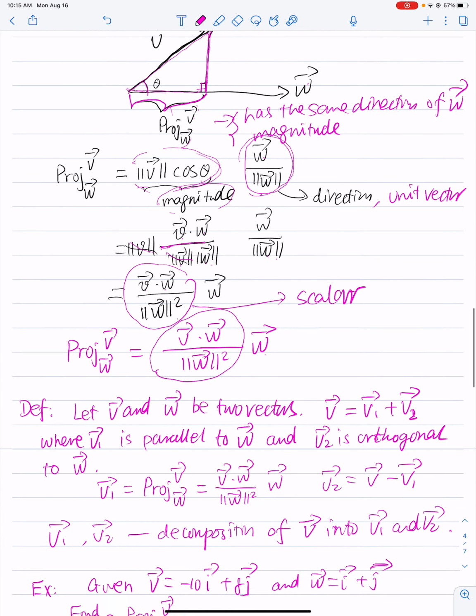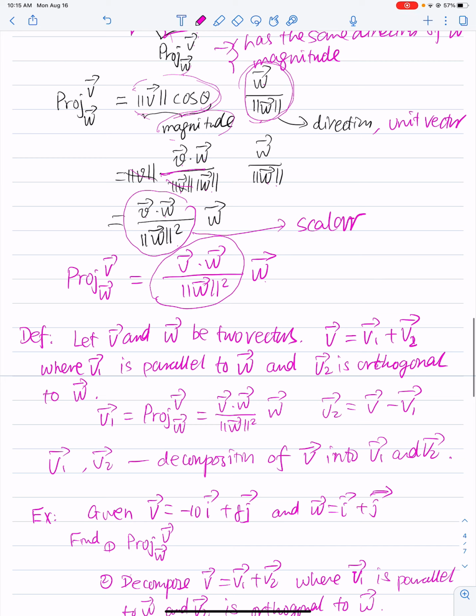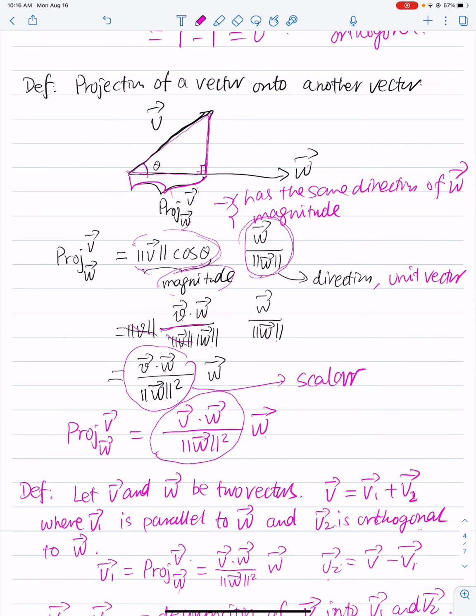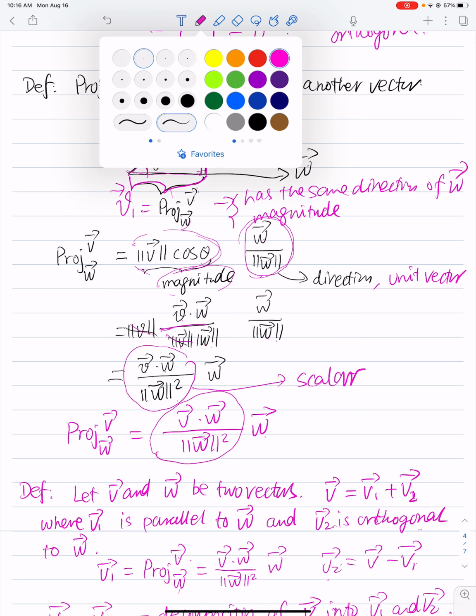Okay, so the next definition here is what? Let v, w be two vectors. We want to have a decomposition of the vector v equal to v1 plus v2, where v1 is parallel to w and v2 is orthogonal to w. Then v1 will be equal to the projection of v onto w, and v2 equals v minus v1. So what will be the picture? v1 will be this, the projection here, so then this is your v2.